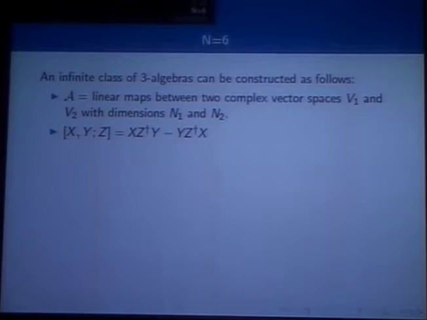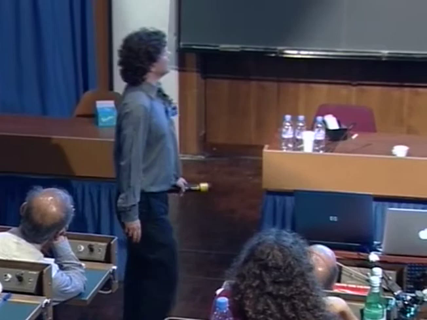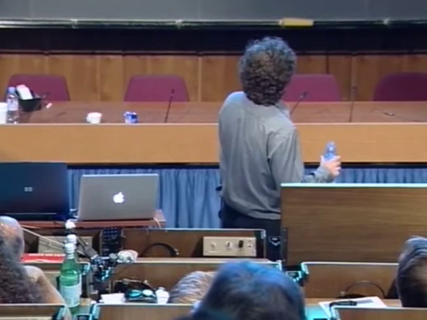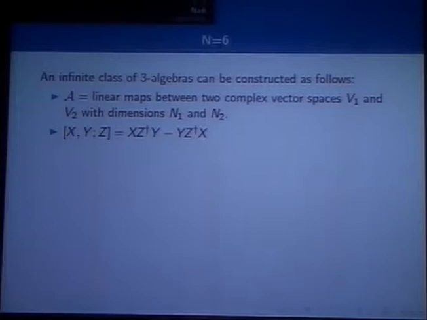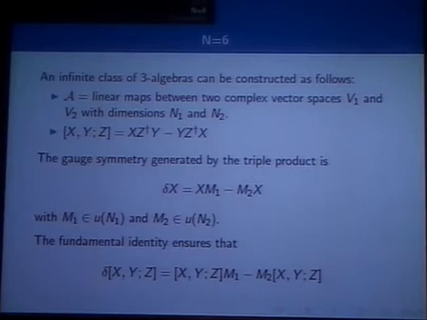OK, so of course you know you're going to do better because you already know that the ABJM models exist. So here you find an infinite class of three-algebras. And here's one nice class, constructed as follows. So let's consider the space of linear maps between two complex vector spaces, V1 and V2, with dimensions N1 and N2. Then you can just take this bracket. It's a natural thing to do. And you can check that it satisfies all the required properties of this so-called fundamental identity. And indeed, if you put it into the Lagrangian I just gave you, you'll get the Lagrangians of ABJM. And also the ABJ.